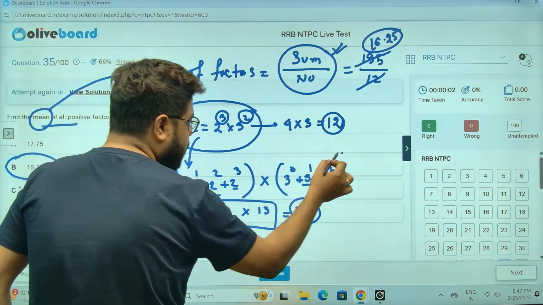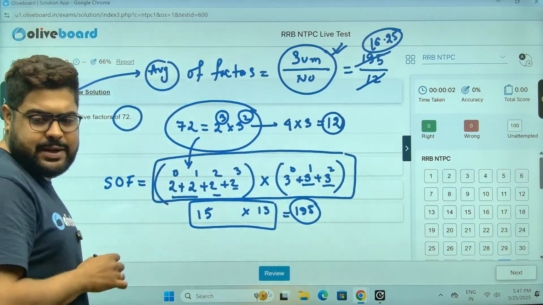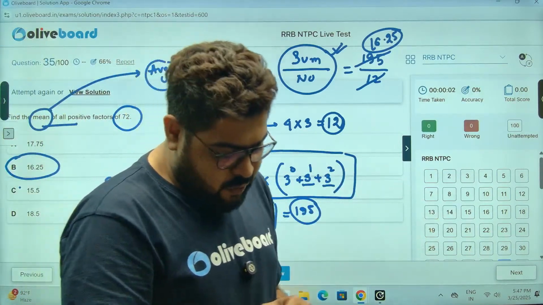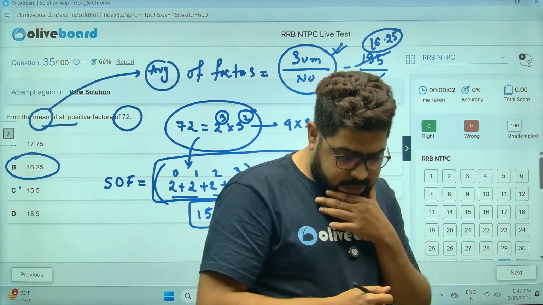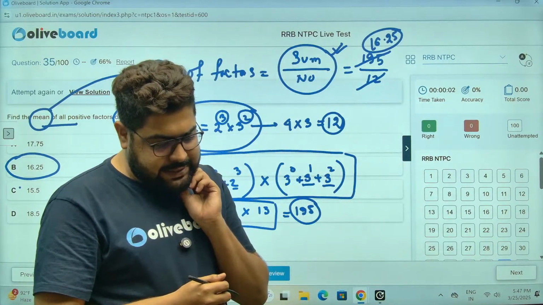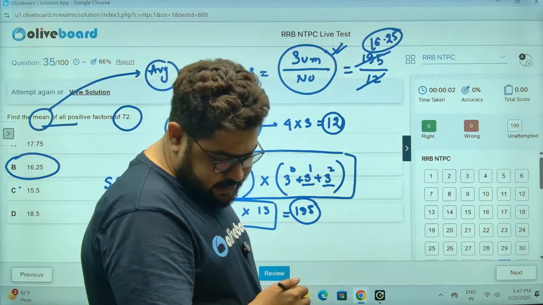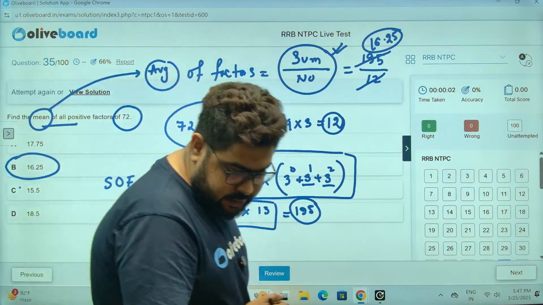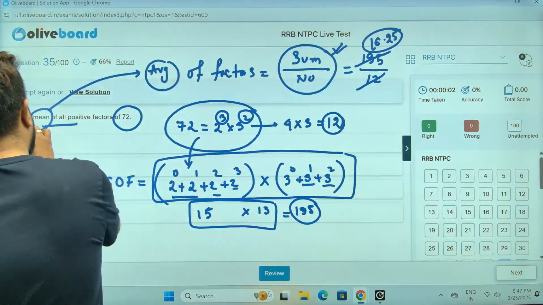And if you want to know why this happened, do you want to know this? Why this has happened? क्यों हुआ ये? Why sum of factors are this? बता दूं क्या? चलो, let's understand. ठीक है, मैं बता देता हूं.